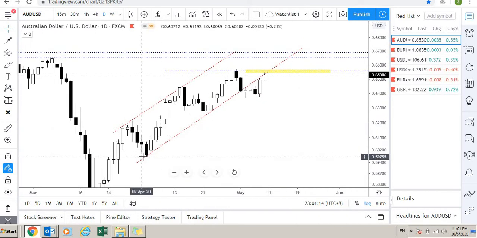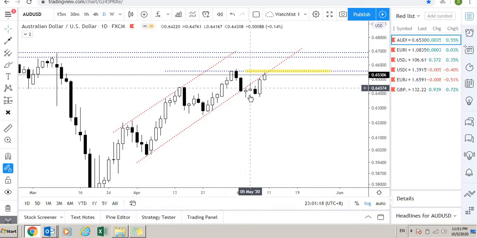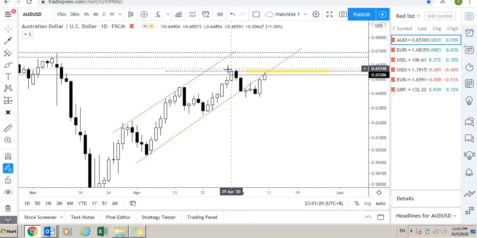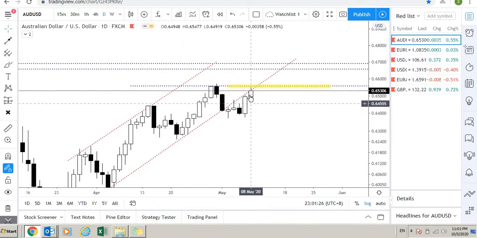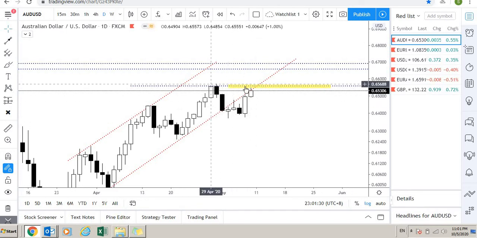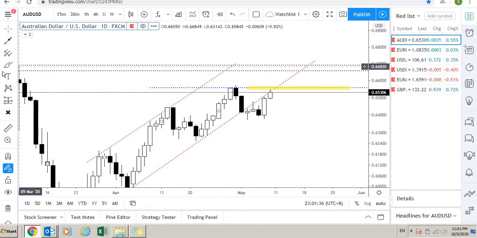For the current price action, you can see the short-term trend line has been broken at this point, and we have a near-term resistance level here. Basically the price has been pulled back to the resistance area, the trend line area and the horizontal area. So we can look for a sell signal at this level.